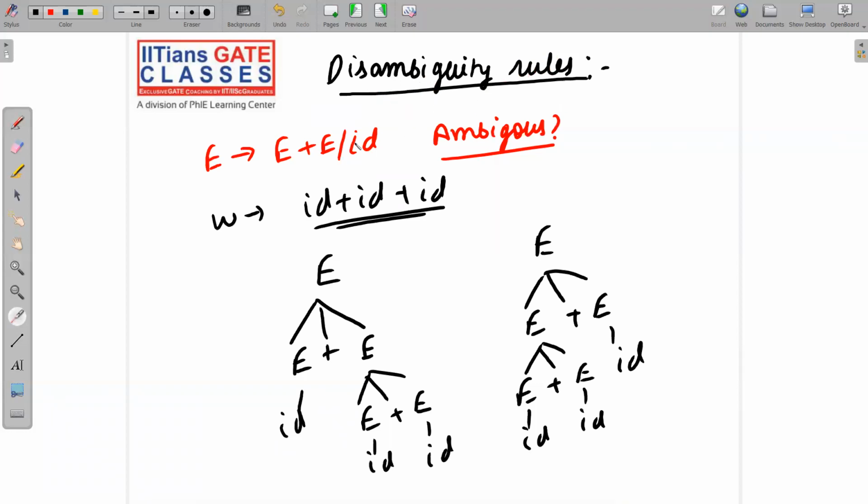So let me show you something. Why is this grammar ambiguous? See here carefully. When we say E implies E plus E, then we have opened two branches. Now if I need ID plus ID, or you may say E plus E, then this E can be expanded as E plus E, or this E can also be expanded as E plus E. That is the main problem.